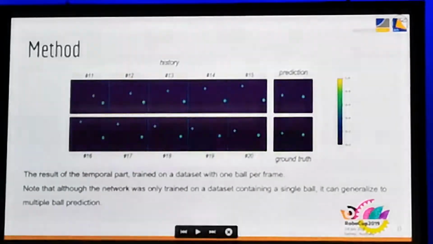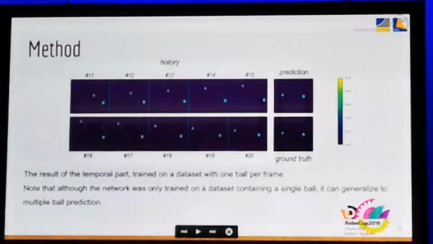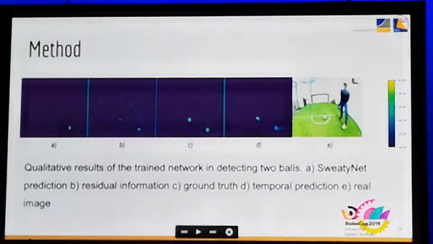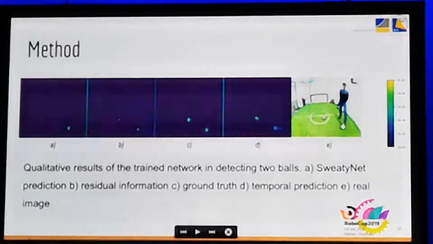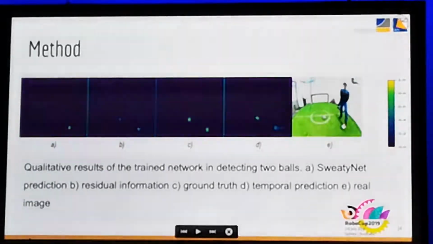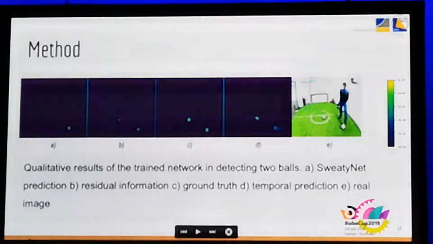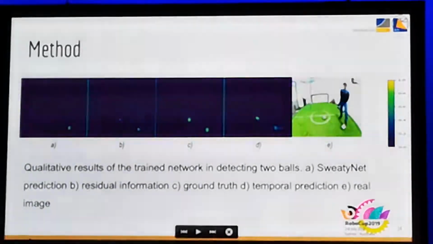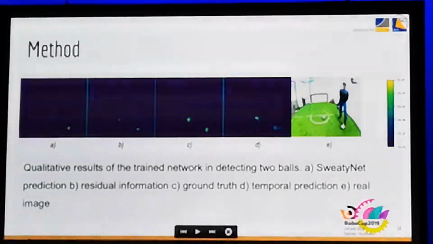We also tested on more challenging scenarios, like when we have multiple detections or multiple balls in the scene, and the method can generalize well to multiple ball tracking and detection, although it was trained only on one ball. On the left, you can see the output of the feedforward network, or threading-net network. In the B image, you can see the residual information, and in the C, you can see the ground truth, and D is what we produced after the temporal part.